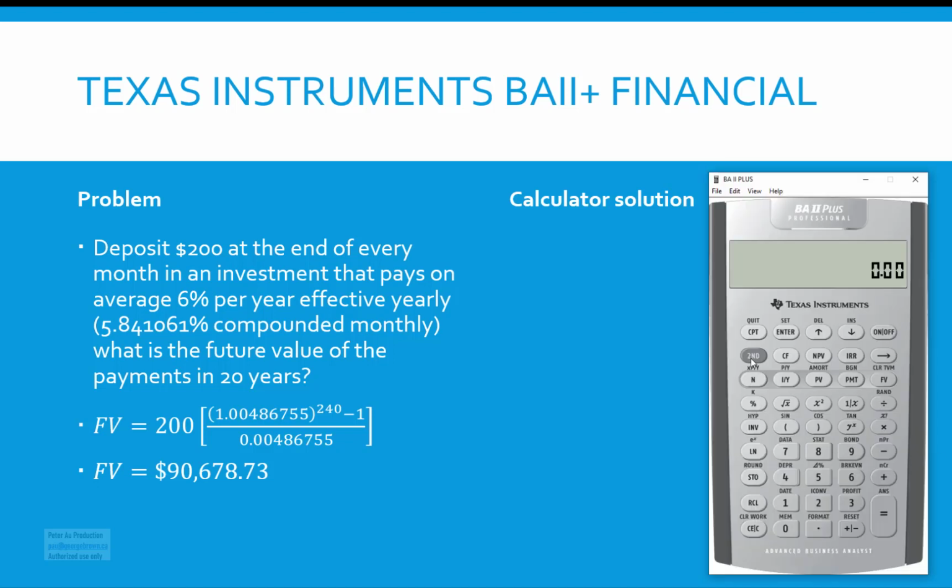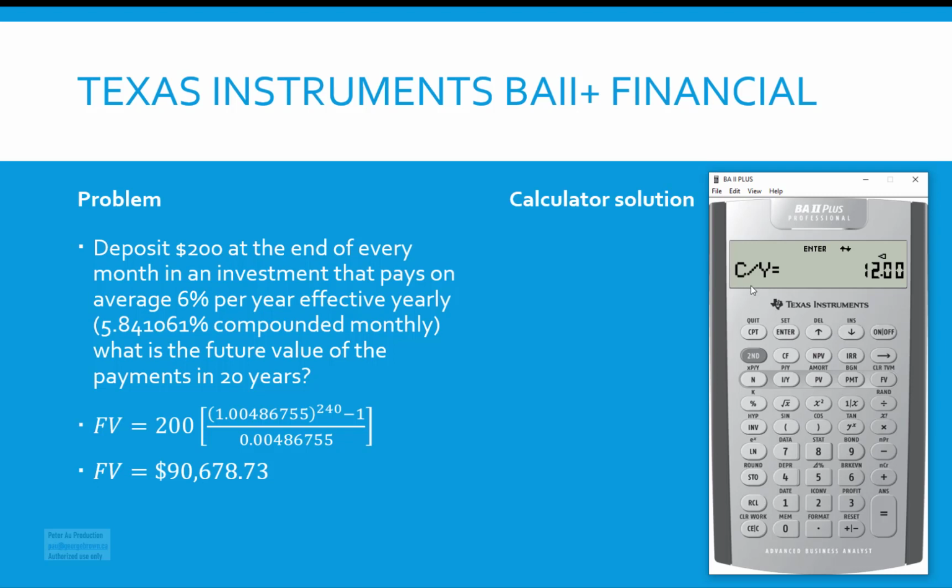We first press second function, P/Y. This enters a menu where you enter the payments per year and the compounds per year. In this problem, the payments per year are 12, since the payments are every month. Press 12 for P/Y, and then press enter. You know the value has been entered when you see an equal sign. Press the down arrow button.